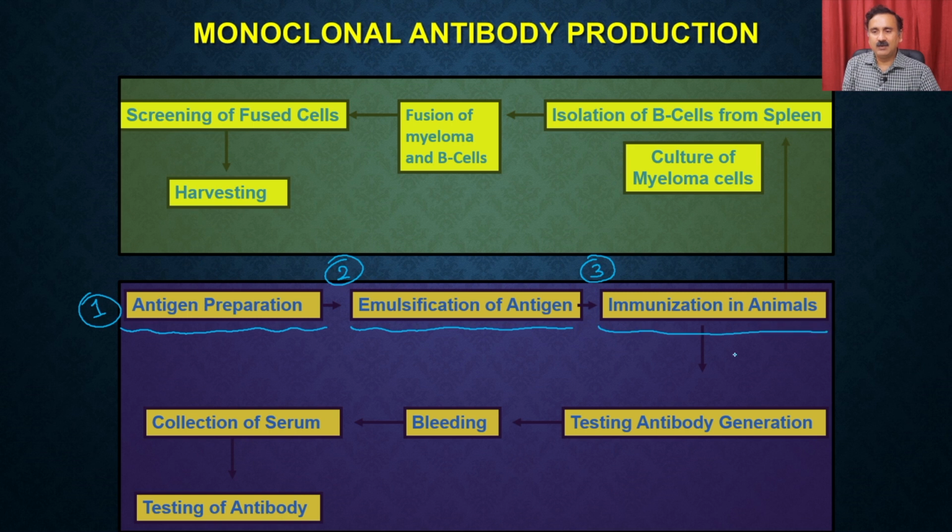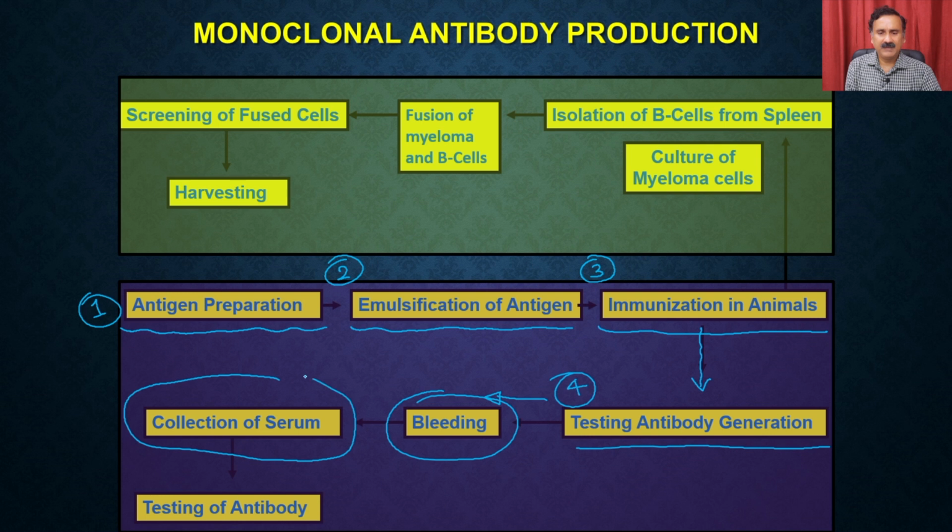When you do the immunization of the animal, at that stage it splits into two parts. In step 4, you are going to test whether antibodies are being produced in the animal or not. If antibodies are produced, then you take out the blood and collect the serum, and then you test whether robust antibodies are produced.